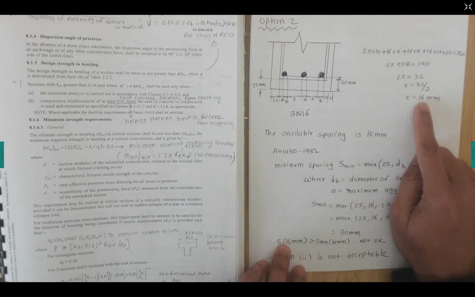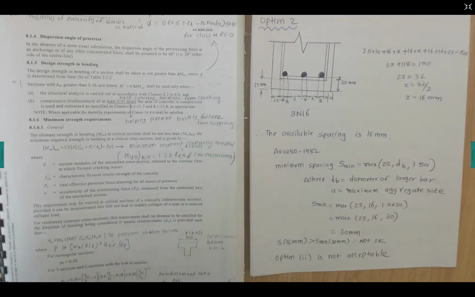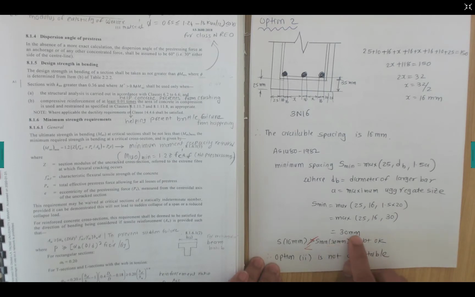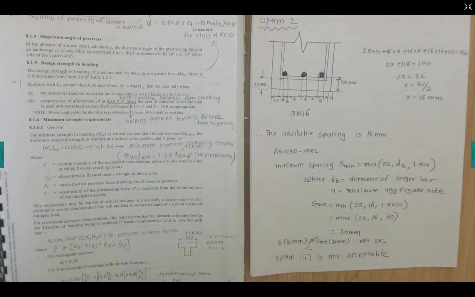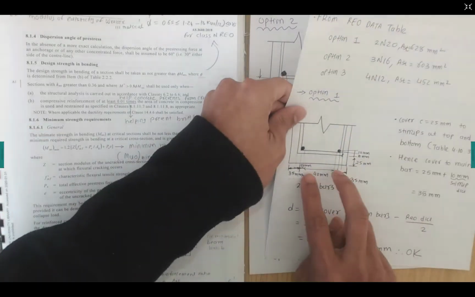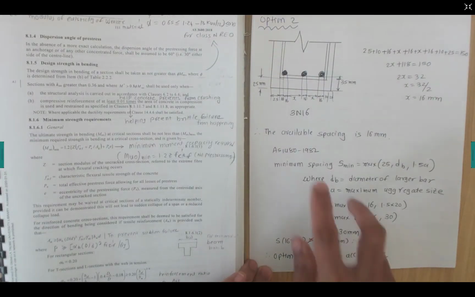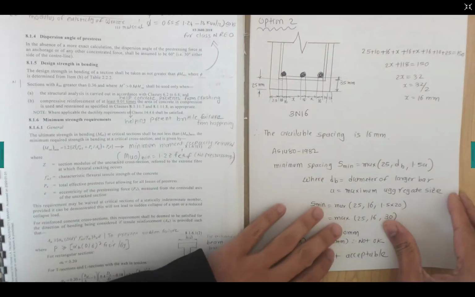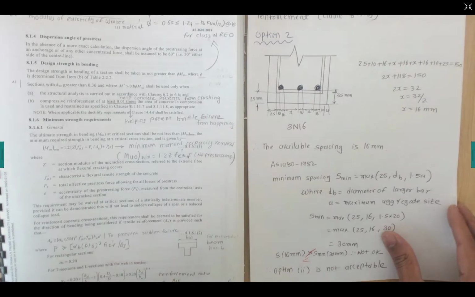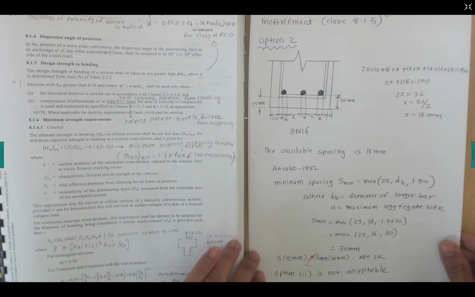So 16 millimeters is less than, sorry, this one should be less than 30 millimeters. So that is not okay. We should have at least 30 millimeters, more than 30 millimeters gap. So option 2 is not acceptable. If you look at option 1, where we have a 40 millimeter gap, that was acceptable; it satisfies this requirement. Option 2 is not acceptable because it provides congestion. It has fulfilled all the requirements, but it will provide congestion for the concrete compaction and concrete pouring. So option 2 is not acceptable.